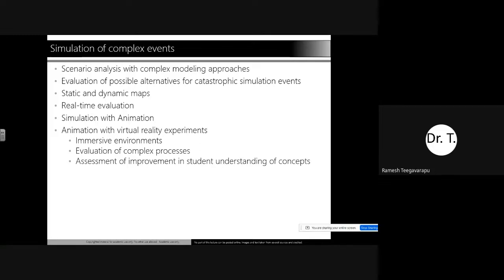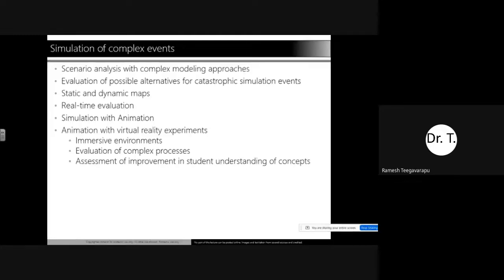And then typically what we do is we evaluate possible alternatives for catastrophic simulation events. For example, a nuclear explosion, a terrorist attack, an emergency evacuation during a cyclone system, or any other system where there is a blast at an industry. Then you need to model the whole situation and try to see possible alternatives.